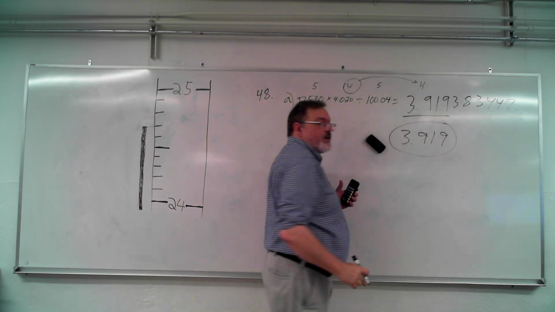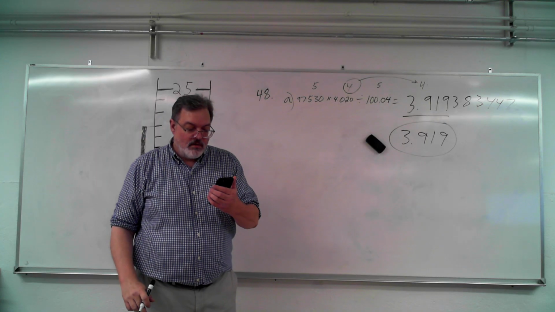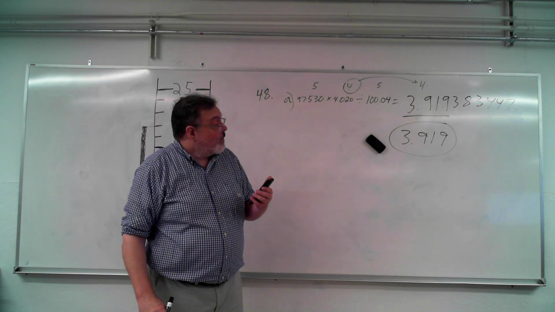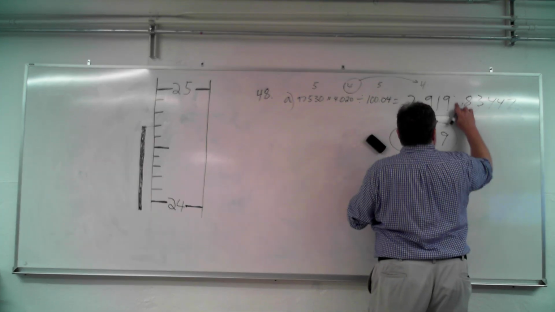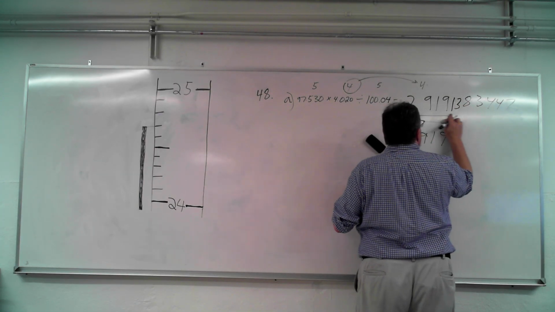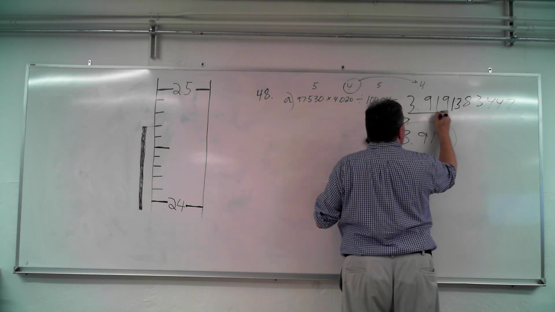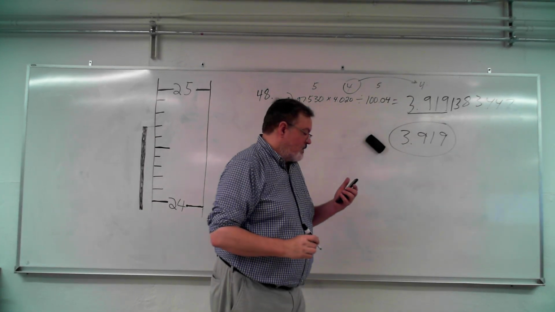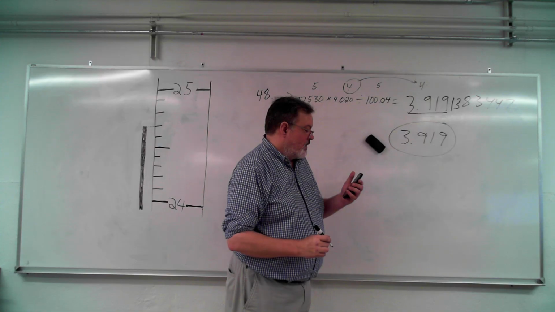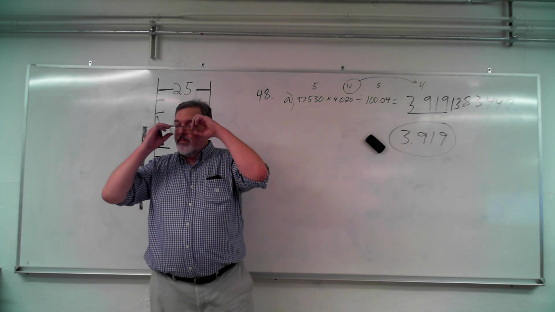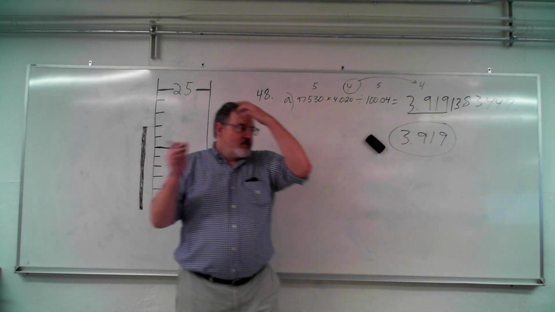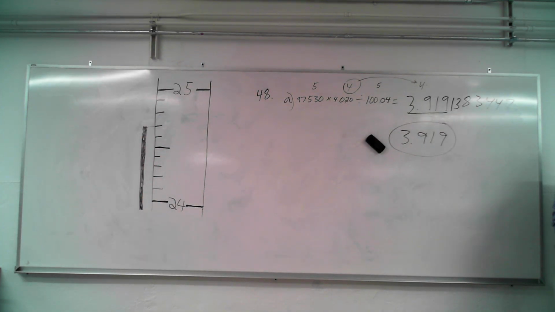The 3 does not round the 9 up, so the answer is 3.919. Okay. So there's another example of a multiplication division. There's more here that you guys can practice. Let's do addition subtraction.